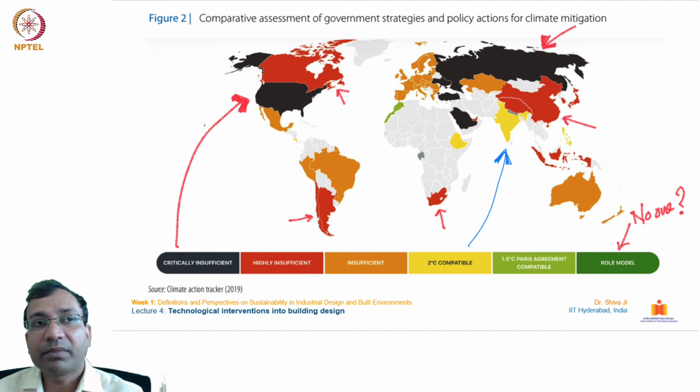let's have a look at the comparative assessment of government strategies and policy actions for climate mitigation. So in this slide, it is shown the critically insufficient efforts given by the major countries. So who are these ones? You can see in the dark color the United States of America, the Russian Federation, and some more countries from the Gulf area. Further, the highly insufficient efforts are given by these countries in the red.